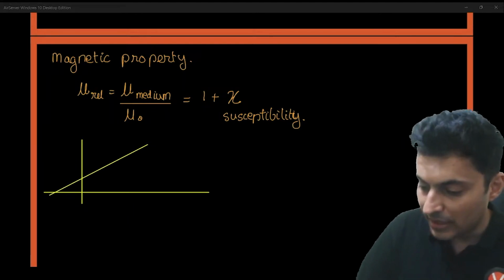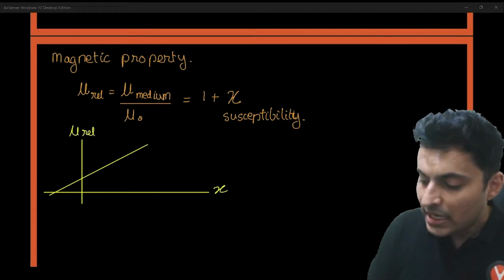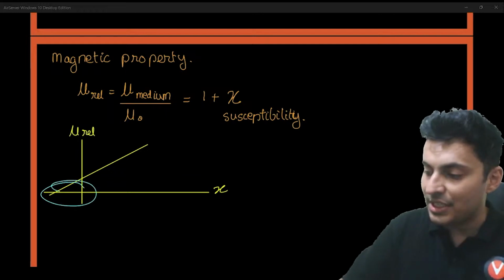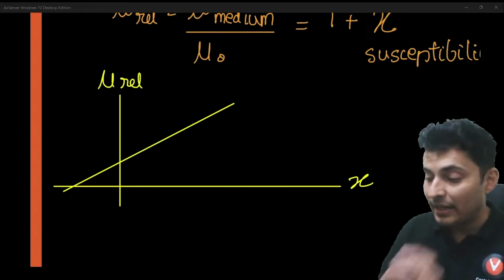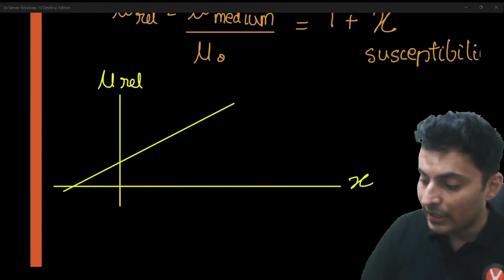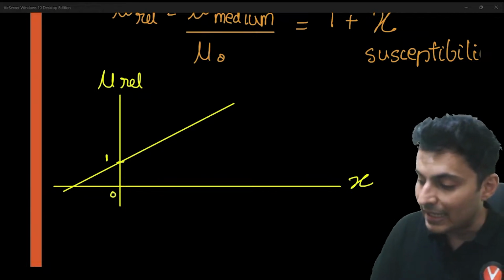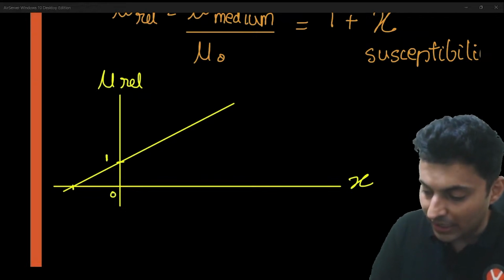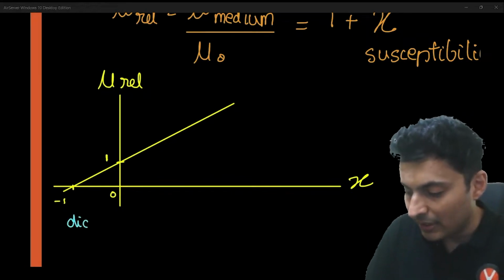Yeah, this will be correct. So this is relative permeability. This is susceptibility. Now, if you see this region where susceptibility is negative, but relative permeability is less than 1, this is actually -1. This region is for diamagnetic materials.